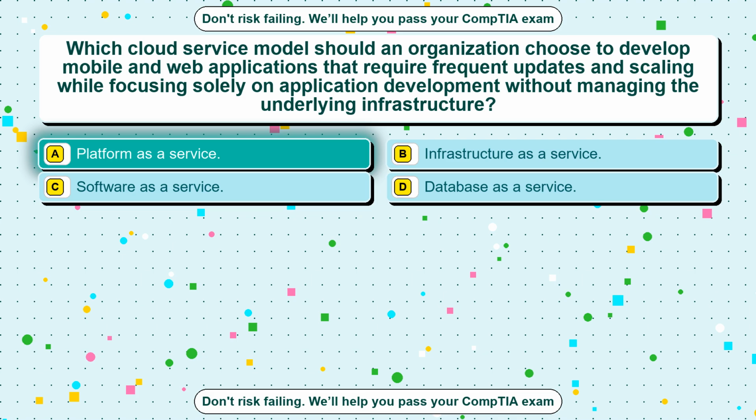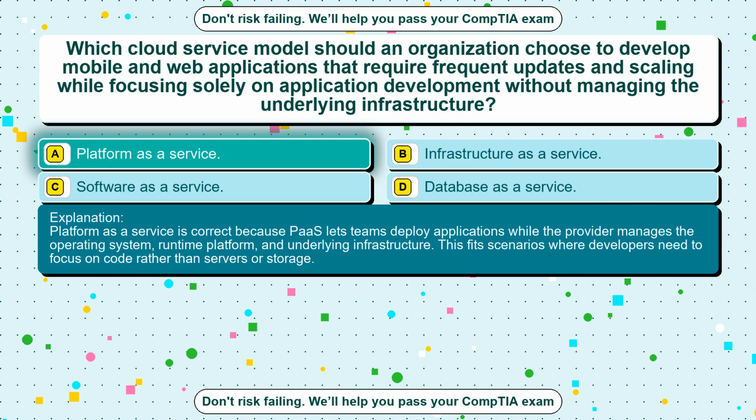Platform as a service. Platform as a service is correct because PaaS lets teams deploy applications while the provider manages the operating system, runtime platform, and underlying infrastructure. This fits scenarios where developers need to focus on code rather than servers or storage.